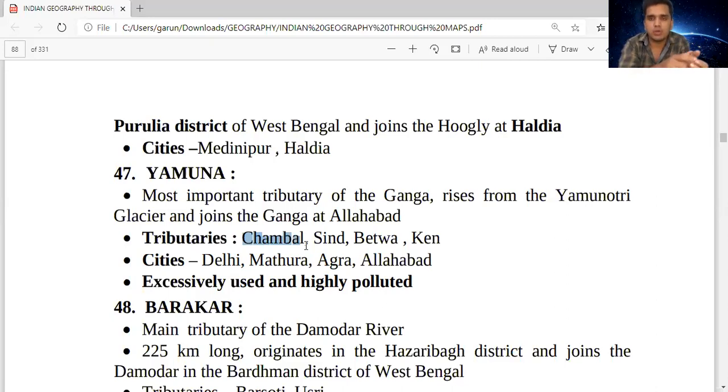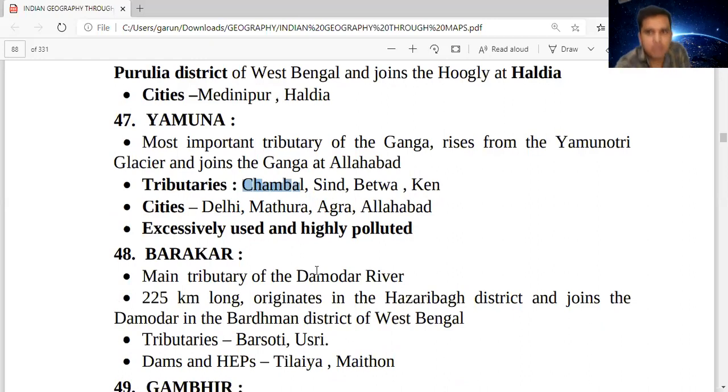Chambal river water is very fresh and very little utilized for industrial wastage purposes. So that's why its water is very clean. That's why it clears the water of Yamuna also, and it looks better than Ganga at Allahabad. The Yamuna river water looks clear at Allahabad. Okay.